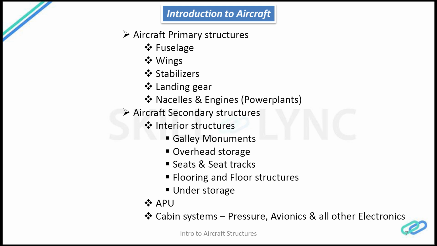And you can see the overhead storage where the passengers sit. There is an overhead compartment for storing their luggage. So there's overhead storage, seat racks, floorings, and under storage where your check-in baggage goes, and then the auxiliary power unit and cabin pressurization systems. Whatever components have been classified as secondary go inside the aircraft, and whatever have been classified as primary are exterior to the aircraft.